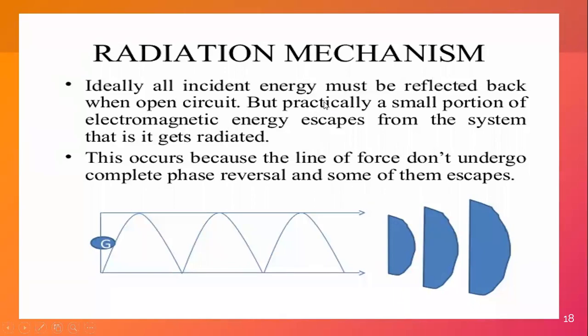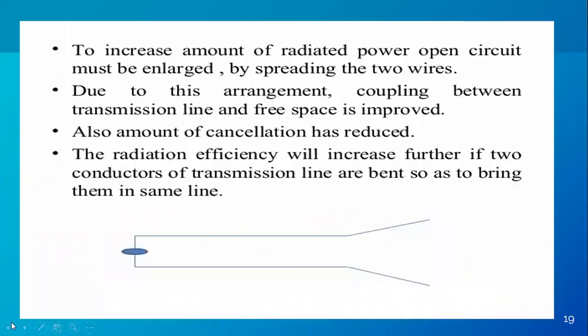So ideally incident energy must be reflected back when open circuit. Okay, and practically a small portion of the electromagnetic energy from the system gets radiated. This happens if the sinusoidal waveform is there and the source is connected, the wave will be radiated. See here the pattern of the antenna, even though your source is connected here, fully connected, there is no open source, but at the terminating side, at the far end, you will find this is the open circuit. Right, to increase the amount of radiated power, the open circuit must be enlarged.